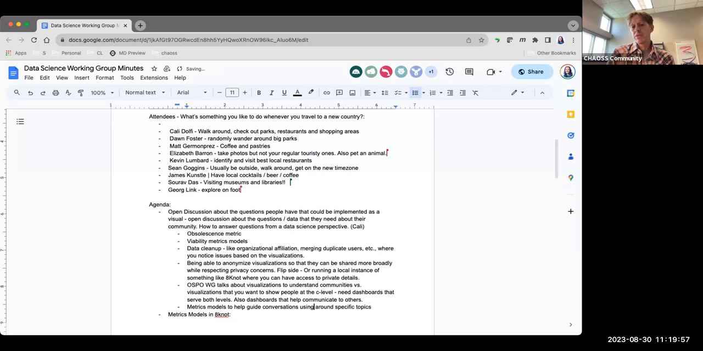And so in both of those cases, we in the CHAOSS project have had a lot of input as to what those metrics should be and how people should think about them. And so with metrics models, I think we're in a similar position to really help guide that conversation as well, whatever that conversation might be. So that's it for me.